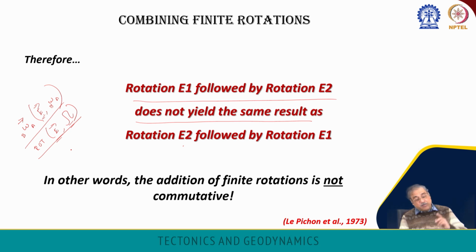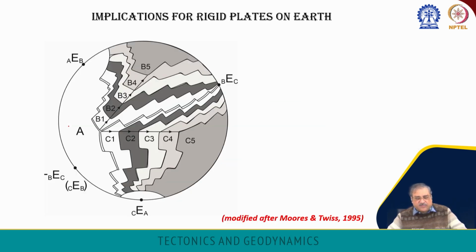That is important, and because that is the case, it's not commutative. And that is what Xavier Le Pichon pointed out. It's an old principle, but nobody had ever thought of it in the context of plates before. Now, what consequences does this have? How does this apply to movement on the Earth? Again, I've taken this from Moores and Twiss, and it's a lovely little diagram. We've redrawn it from there.